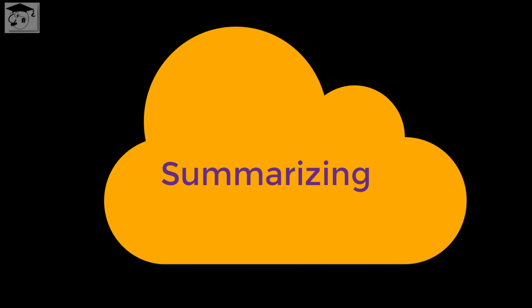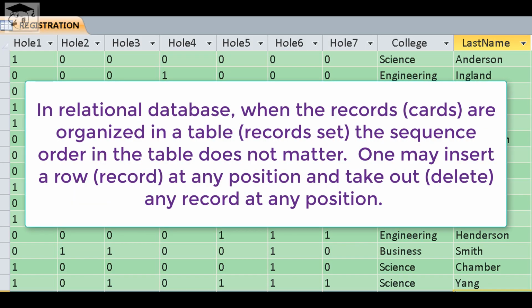Summarizing. In relational database, when the records, cards, are organized in a table records set, the sequence order in the table does not matter. One may insert a row, records at any position and take out, delete, any record at any position.